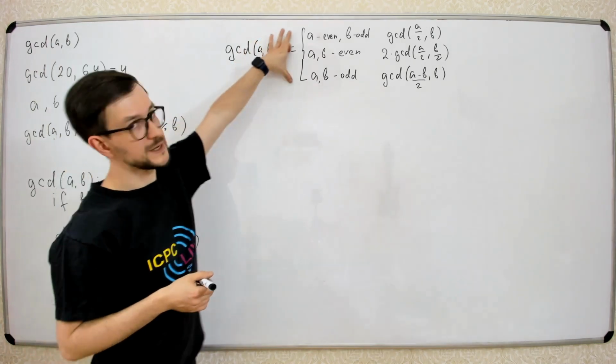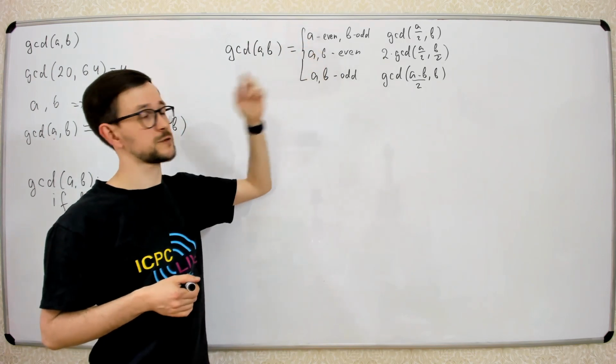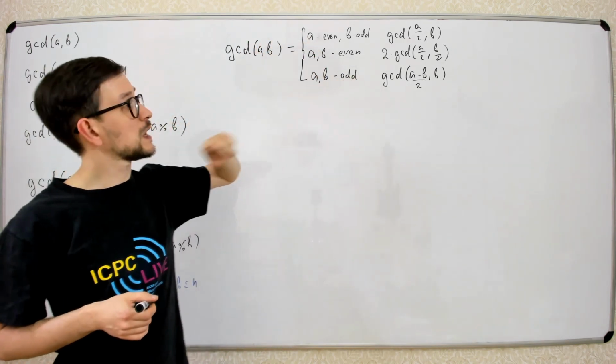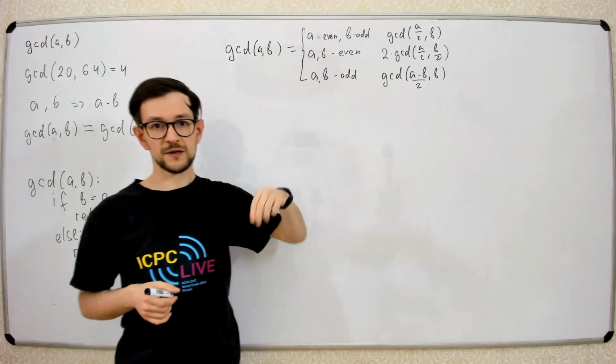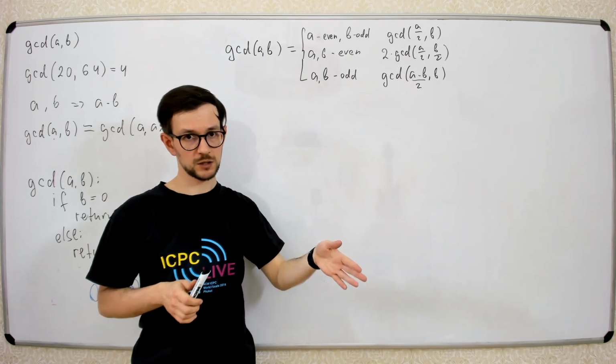So again, we have 3 cases. No, actually 4 cases. Here we have the same case and the same case. And for each of these cases, we have one of these formulas. In each of these formulas, we divide something by 2. So the number of steps in this recursion will still be log n.